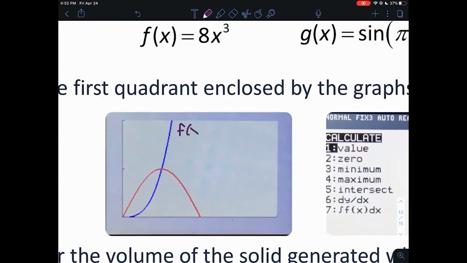We have our f of x equals 8x cubed as this blue function here, and your g of x is this red function. And then we want the area between these curves, the area in the first quadrant enclosed by these curves. Well, that gives me a left bound of 0, but I need to know what this right bound is, this right point of intersection. I don't have any area between these curves in the first quadrant except for this section right here.